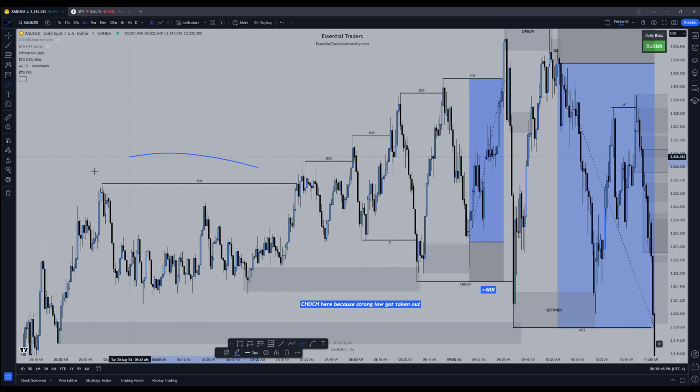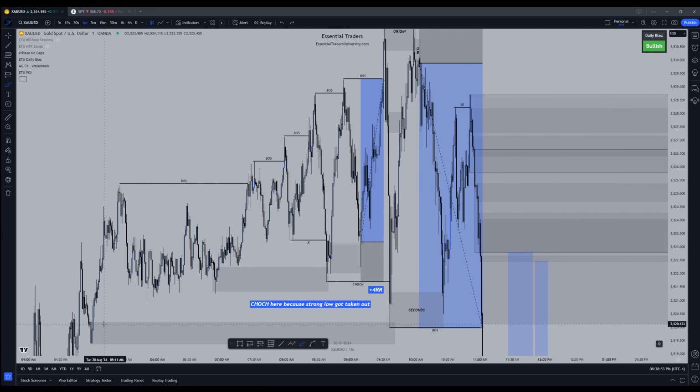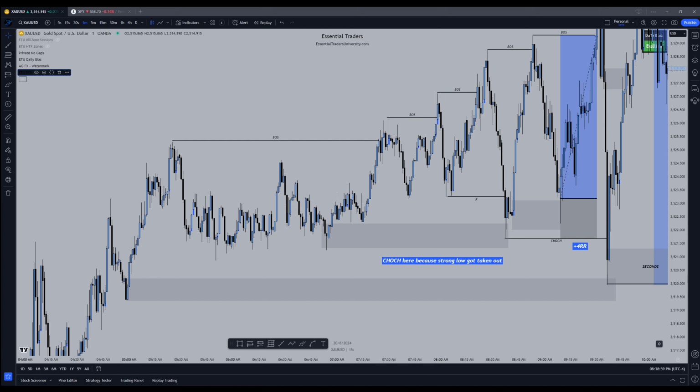Early on we had a break of structure here. We tapped into a flip here, and we didn't quite mitigate the origin here, but tapped into a flip here. We made a new high, and the reason why I was fine with marking this as a break of structure instead of inducement is because of this.